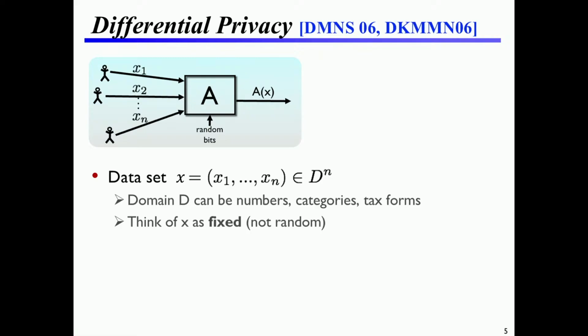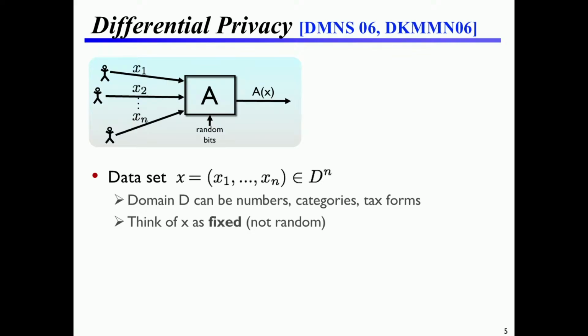The idea is the following. We want to write down a condition that is broadly usable, and so we want it to be a condition just on the algorithm and not on the data per se. So for the purposes of defining things, we're going to think of our data set as some fixed object, which is a list of n records for now. We'll take the simplest setting. And each record lies in some domain, and the domain can be anything. It could be numbers, it could be tax forms, it could be email text, whatever.